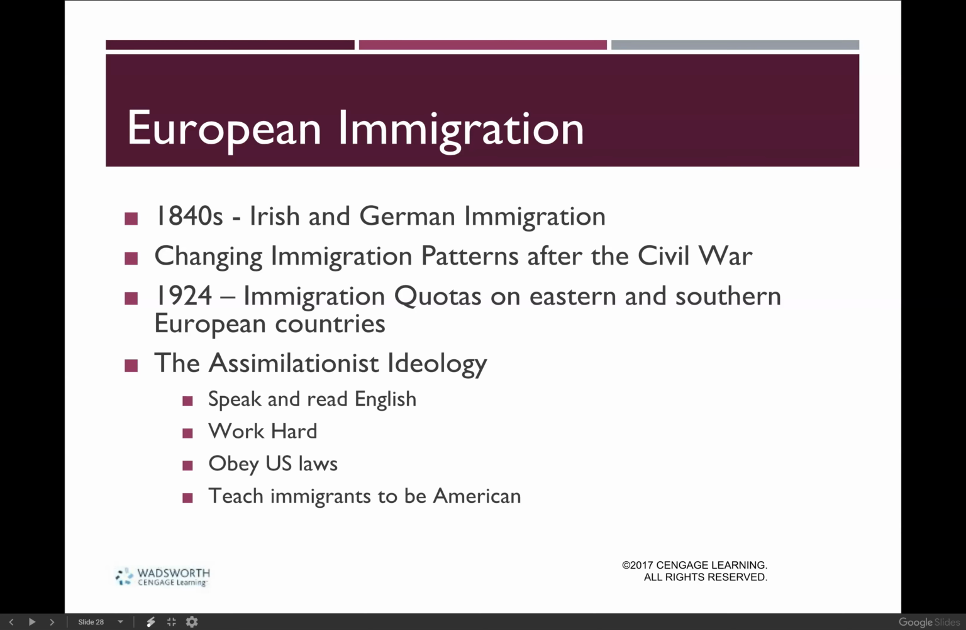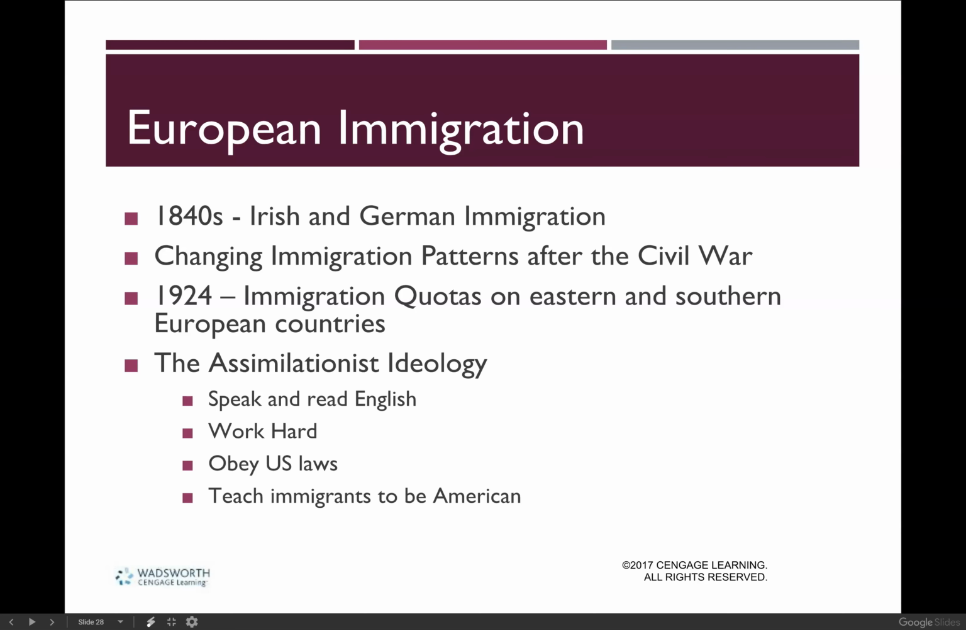And then the assimilationist ideology. The four main tenets, according to our textbook, were to speak and read English, work hard, obey U.S. laws, and teach immigrants to be American. On the surface, that looks reasonable. But one of the other things about the assimilationist ideology is they were taught to completely disregard their previous culture. That is the part people fought against.